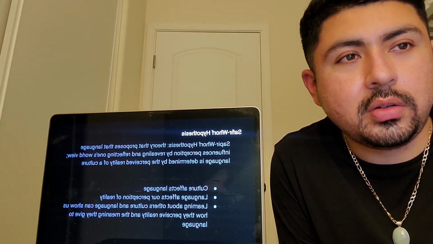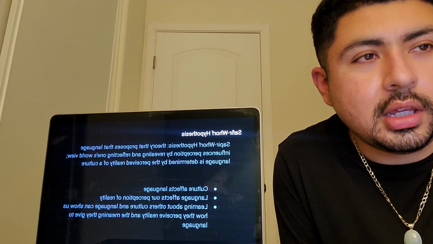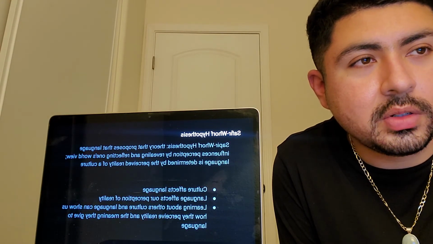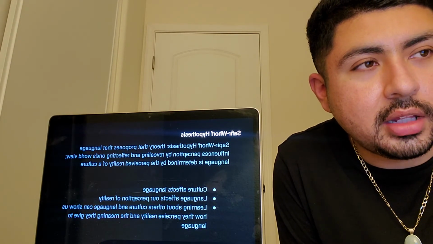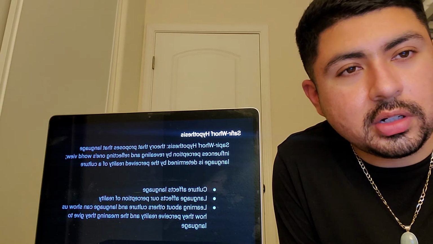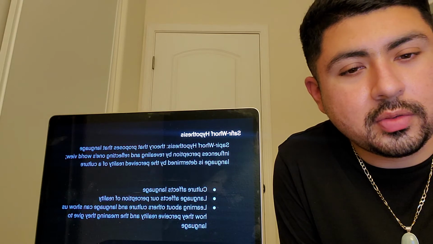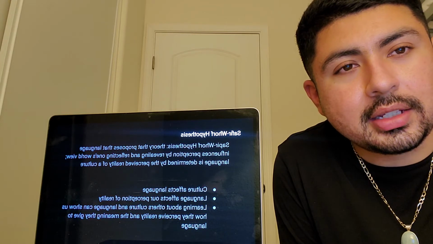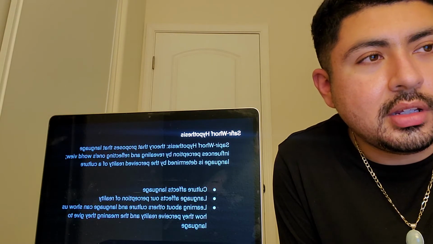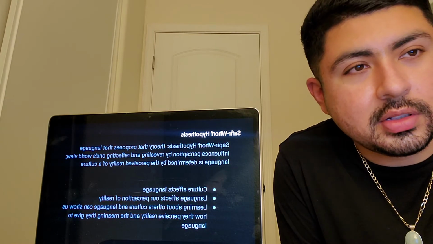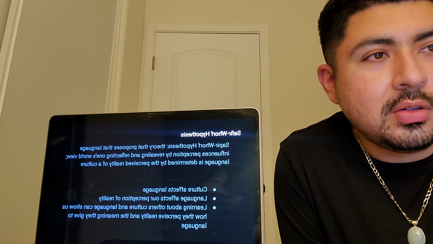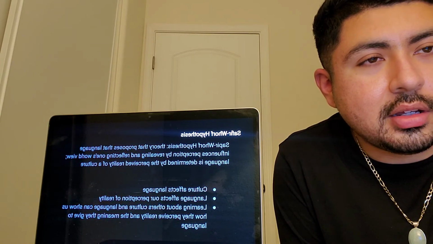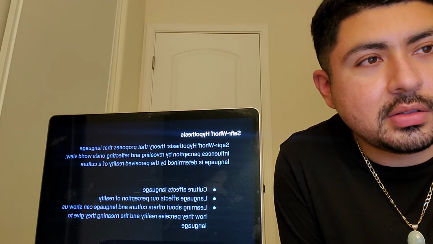So the Sapir-Whorf hypothesis says that language influences perception by revealing and reflecting one's worldviews. Language is determined by the perceived reality of a culture. So recently I've noticed in English media that when referring to people of Latin American countries, they have started to say Latinx instead of Latino. And every Latino that I know still says Latino. Why is that? Well, in Spanish, every word has a gender, and it's not about being inclusive. That's just the way the language is structured.